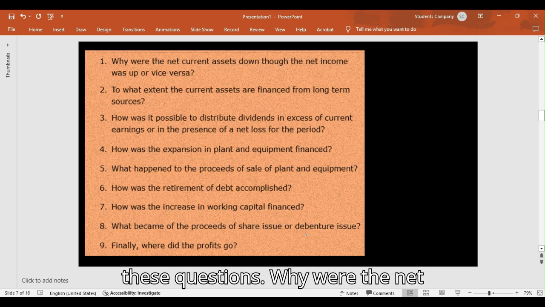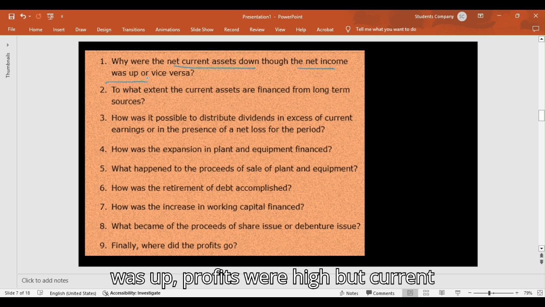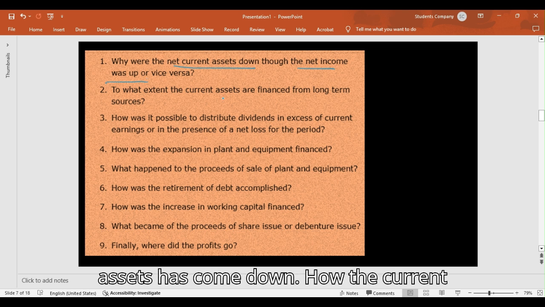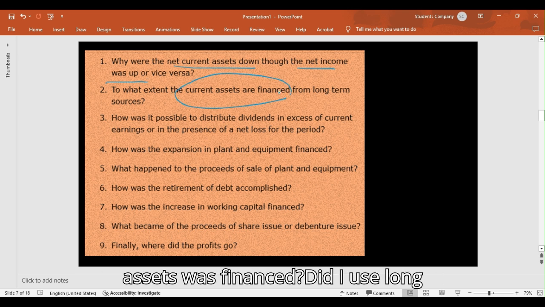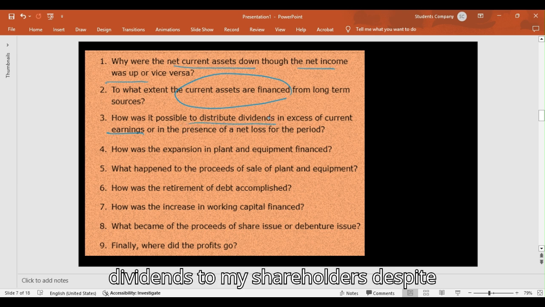Now look at these questions. Why were the net current assets down, though the net income was up? Profits were high, but current assets have come down. How were the current assets financed? Did I use long-term loans or short-term loans? What did I do with my profit earnings? How did I distribute dividends? Did I give dividends to my shareholders despite having a loss?